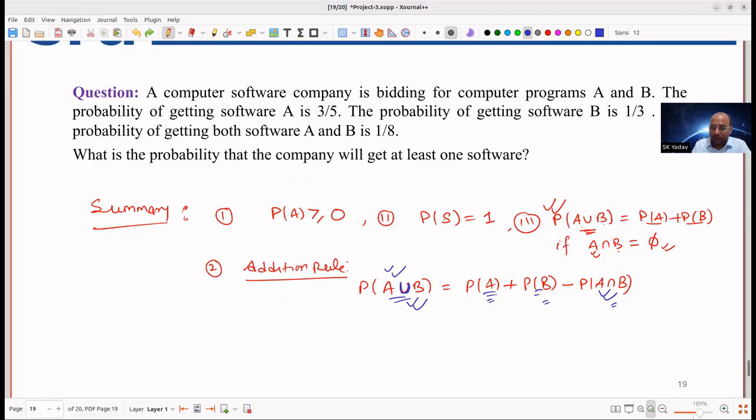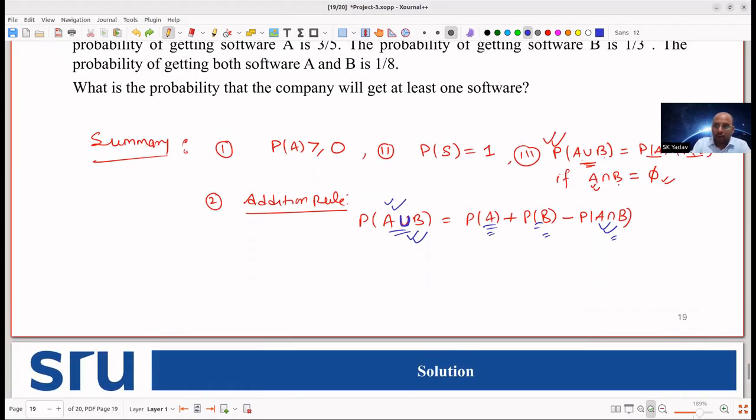And the third rule is A but not B. So the third rule is P of A intersection B bar. What does it mean? You can check here. I have this event as A and this event as B. What is common in that? The common region here is A intersection B. Now look at what I want to find: A should happen, but B should not happen.